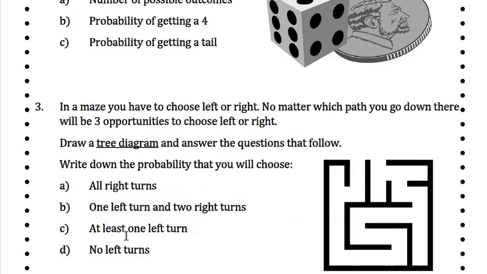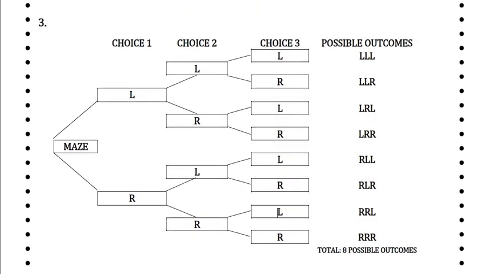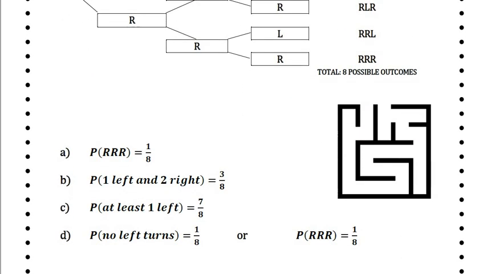Next one is at least 1 left turn. So at least 1 left turn. So if you look at this, at least 1 left, so you can go left once, you can go left twice, left 3 times. There must be at least a left. So I have these lefts in that option. Lefts, lefts, there's also lefts, lefts, lefts, lefts. So you have 7 possibilities to pick from out of the 8. So it's 7 out of 8.